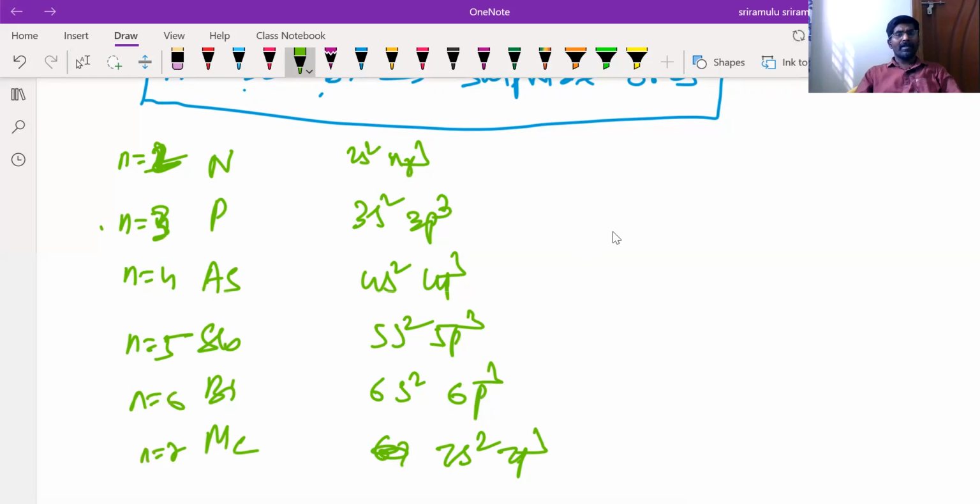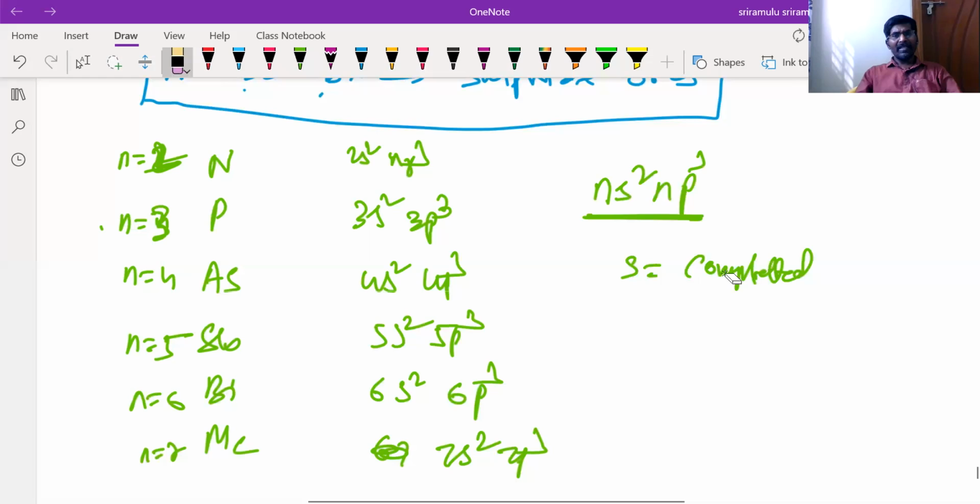Okay, students, now you have to write it. The general electronic configuration is ns2 np3. Simply, you have to check these things. ns2 means the s orbital is completely filled.